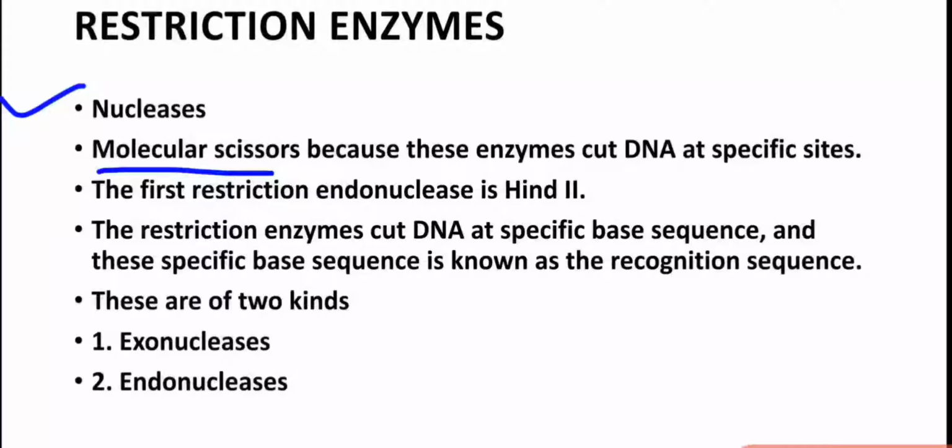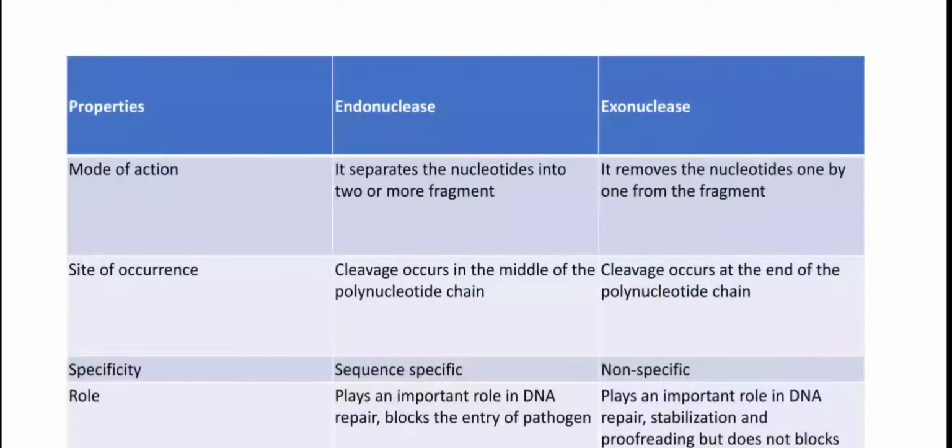The first restriction enzyme, particularly the restriction endonuclease, is Hind II. The restriction enzymes cut the DNA at specific base sequences, and these specific base sequences are also known as the recognition sequences for the enzymes. These enzymes are of two kinds. First is exonucleases and the second one is endonucleases.